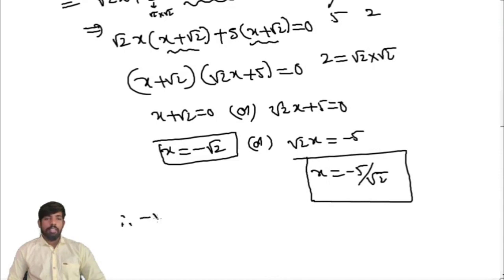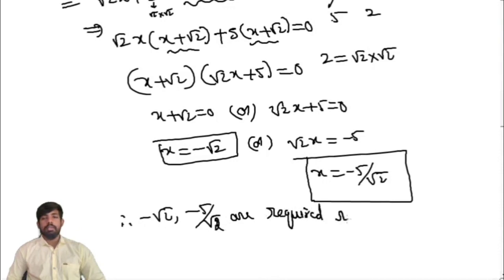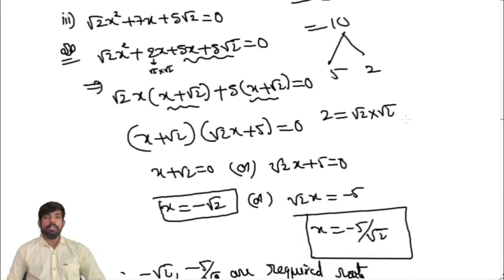So therefore minus root 2 and minus 5 by root 2 are the required roots. That's all. This is the solution.